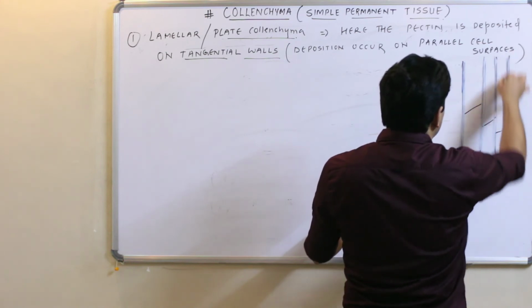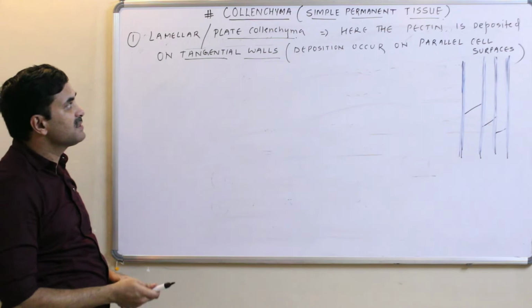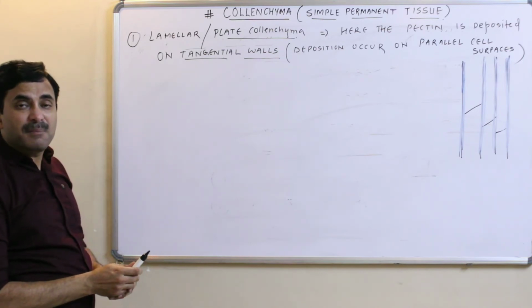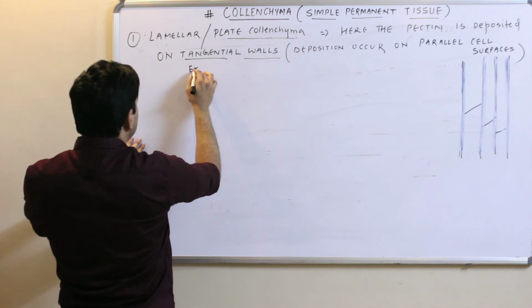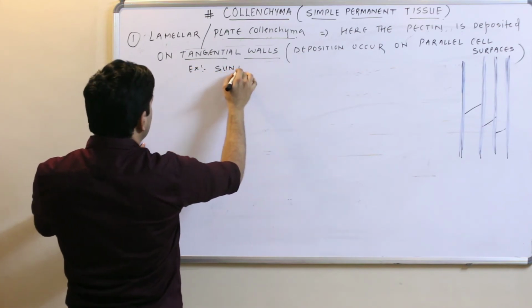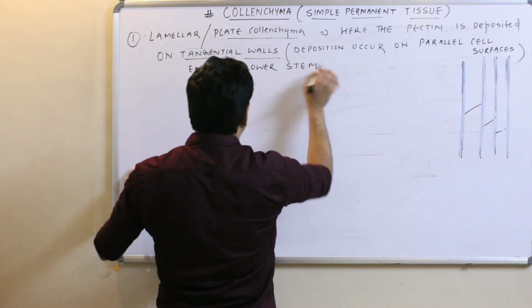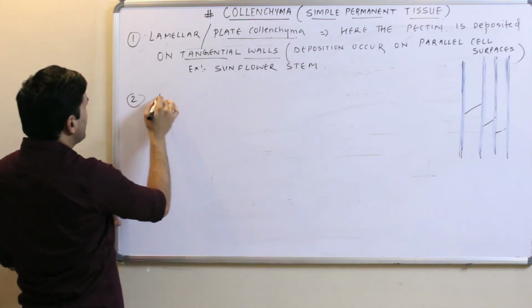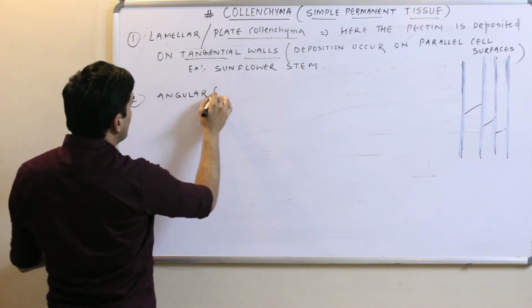Like this, deposition will occur on parallel cell surfaces. The best example is the sunflower stem. Now the second one is angular collenchyma.